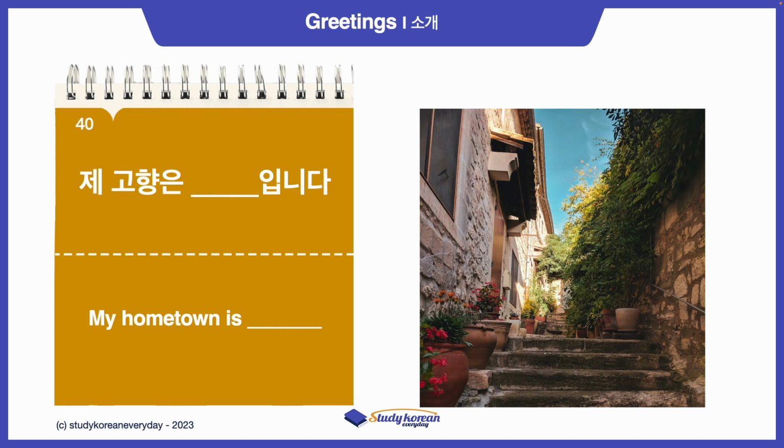The answer is 제 고향은 place입니다. 제 고향은, for example, 서울입니다. 제, we also did from the previous lesson, which means my, right? So, 제 고향은 means my hometown, 서울, 서울입니다. is.